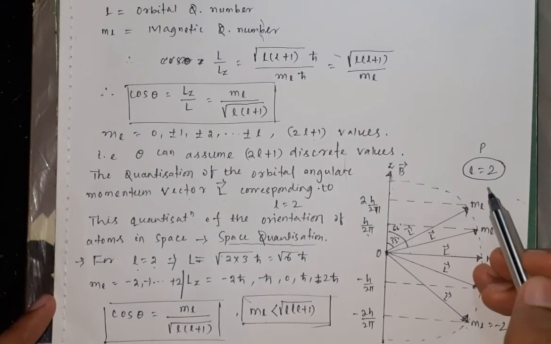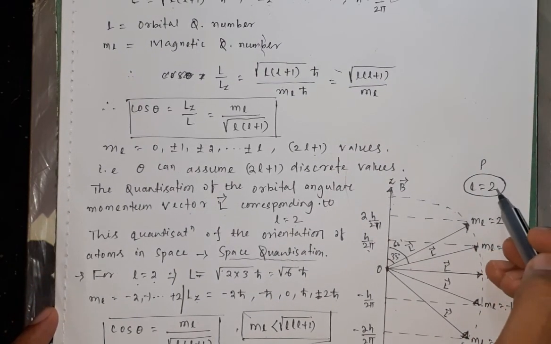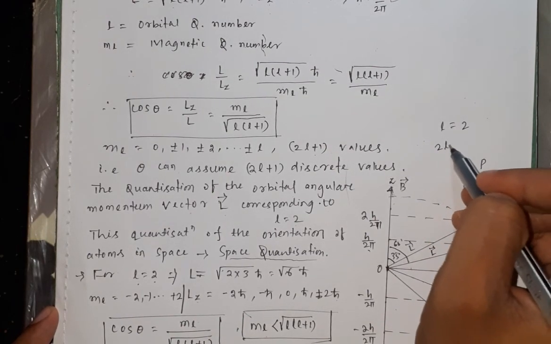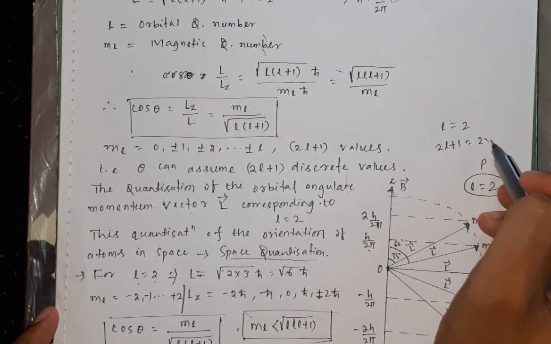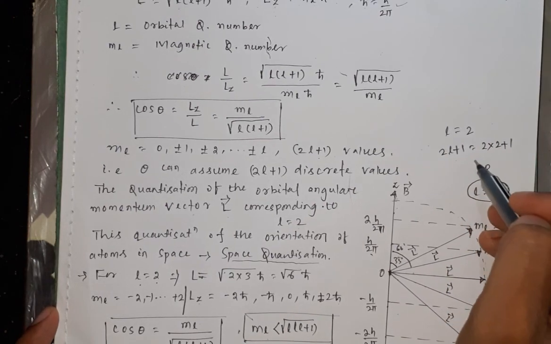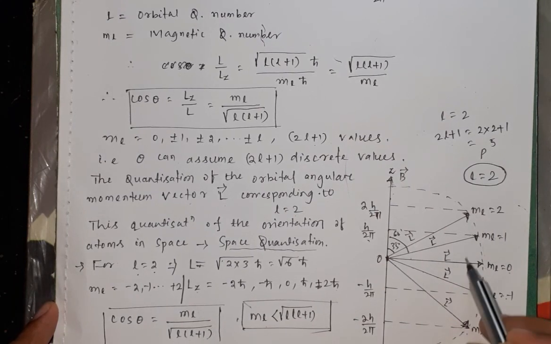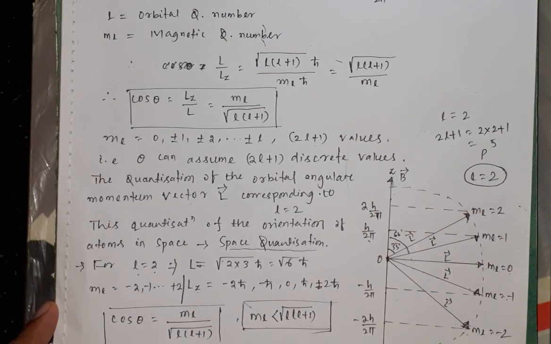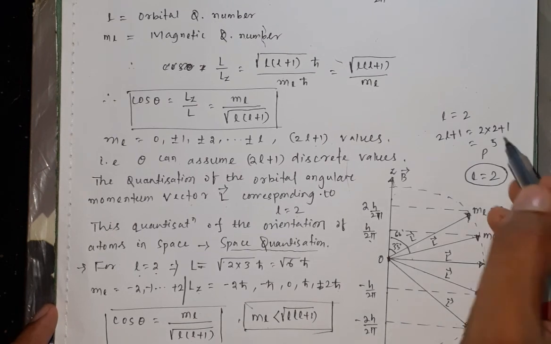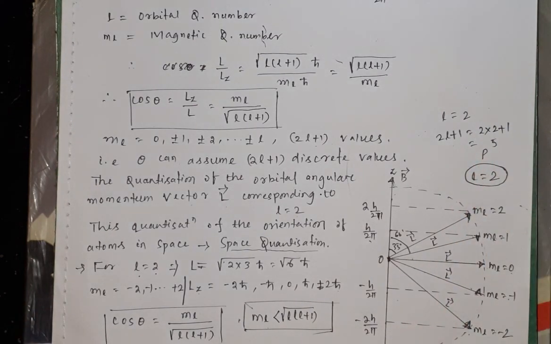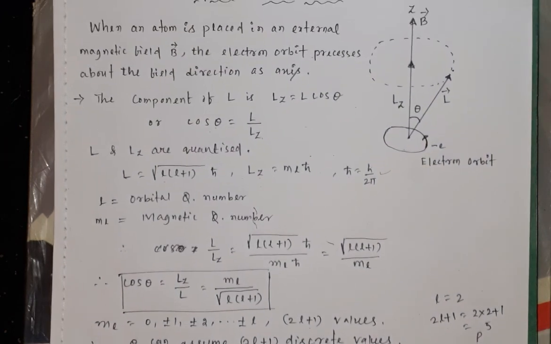Suppose l equals 2, so 2l plus 1 equals 2 into 2 plus 1, that is 5 orientations. I have shown you the 5 orientations, 1, 2, 3, 4, 5. You can take various values of l. If you take l equals 3, then there are a total of 7 orientations. So this is all about the space quantization.